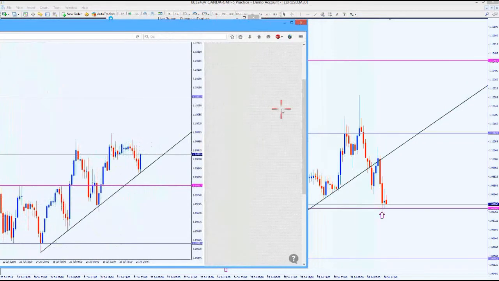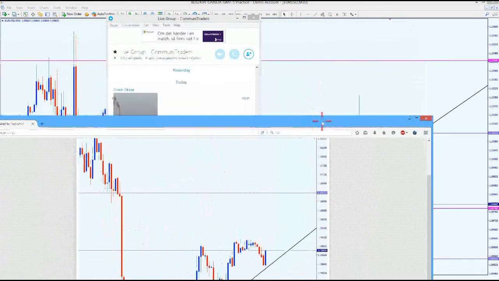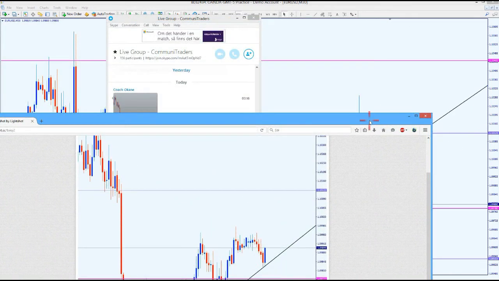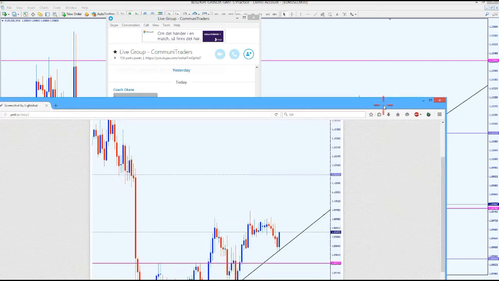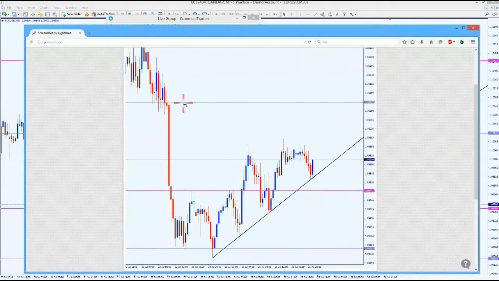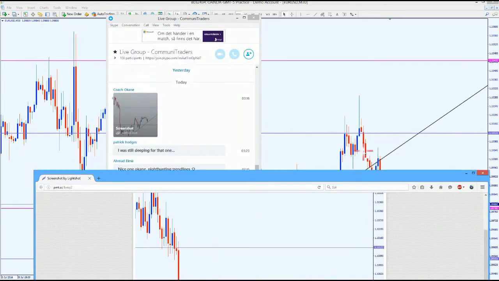Later on, as you can see, price continued up to my target at approximately 1.10120. Here's the big drop, as I was expecting price to reach. As you can see, it did reach and gave us a good trade.